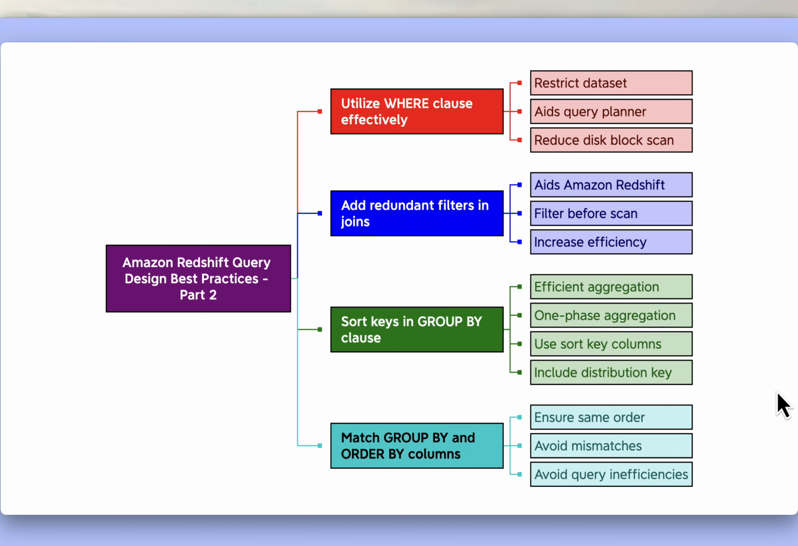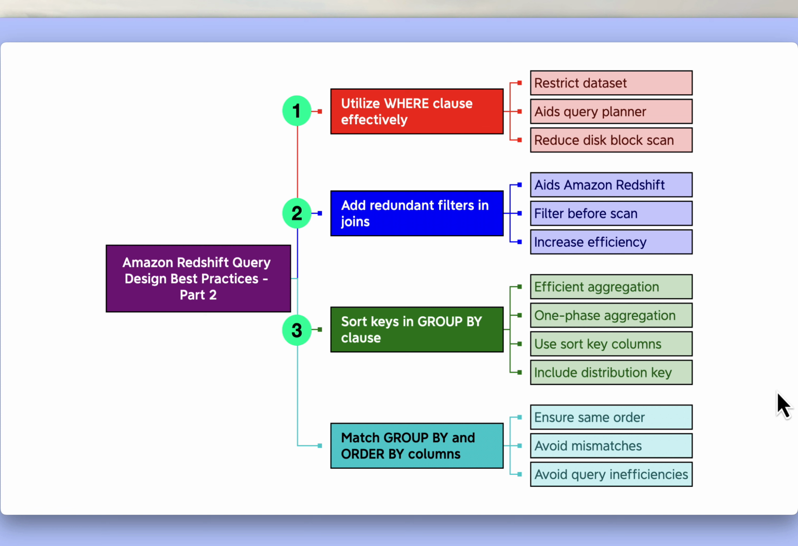Amazon Redshift Query Design Best Practices, Part 2. 1. Utilize where clause effectively. It helps restrict the dataset and aids the query planner to use row order, reducing the scanning of unnecessary disk blocks. 2. Add redundant filters in joins. Even if filters apply the same, it aids Amazon Redshift to filter before the scan step, increasing efficiency.